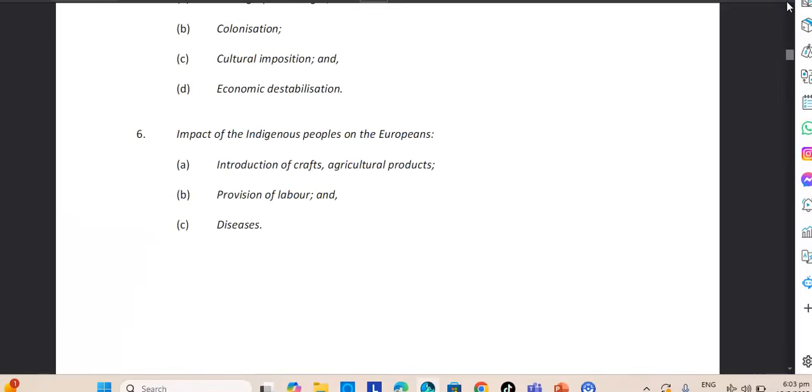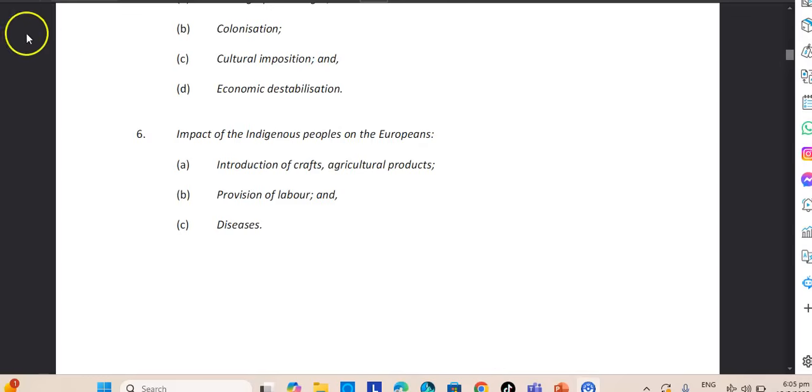We are right here: the impact of the indigenous peoples on the Europeans. Now, the indigenous people of the Americas had a significant and lasting impact on European societies. So not only did the Europeans impact them, but they also had a lasting impact on the European societies, particularly in the early period of contact and colonization. Their influence was seen in crafts, agriculture, labor, and even diseases, which reshaped European economies, diets, and colonial strategies.